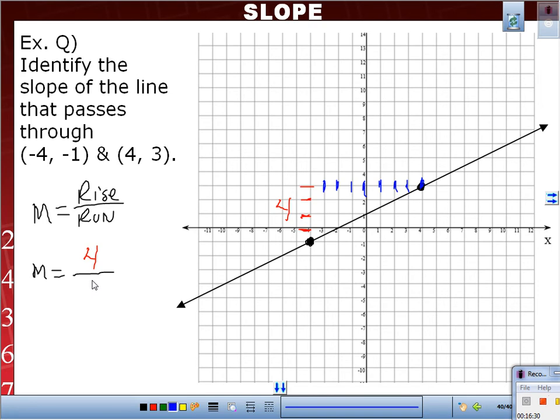1, 2, 3, 4, 5, 6, 7, 8. So you write that as your run. That goes underneath. Well, we just said we found our slope, but what is our last step? Simplify. Can we simplify that fraction? M equals 1/2, and we always leave the slope as a fraction form. Tell your neighbor what I just said.